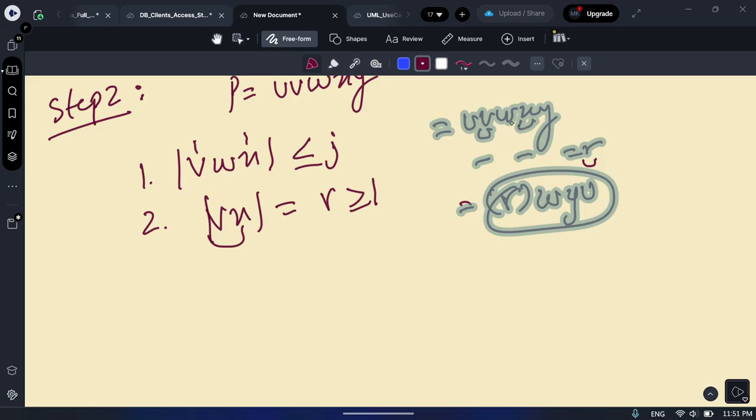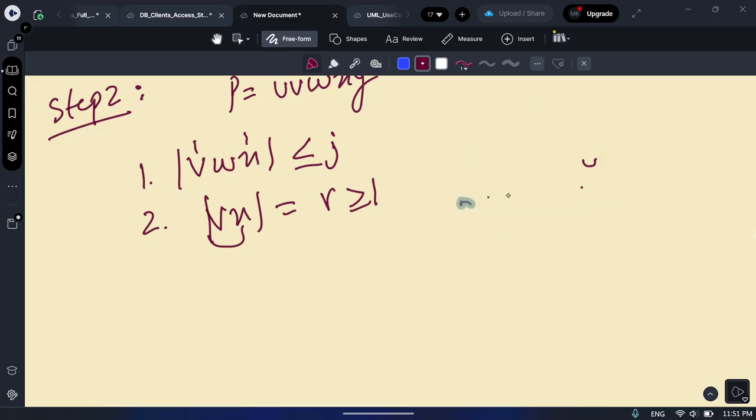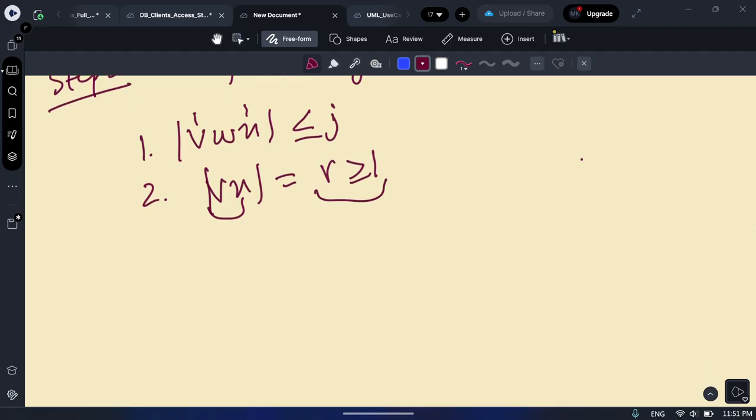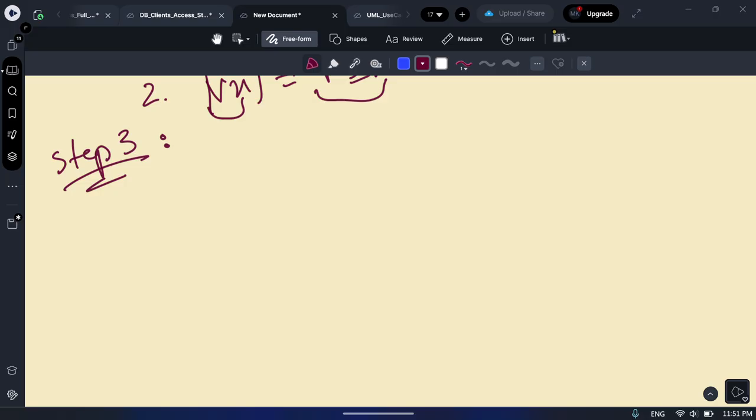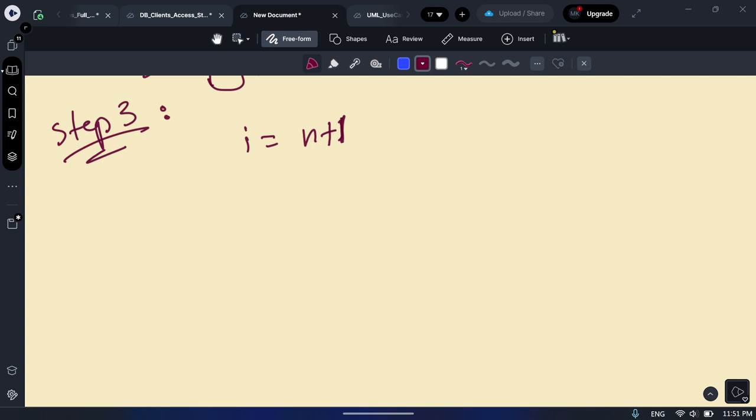Now, once we did that, we can then say, okay, the pumping section v and x combined cannot be empty. This holds. Now, step 3 is, we choose the pumping exponent to be i equals n plus 1, where we forced the n to be a prime number. And according to the pumping lemma, the resulting string is p.